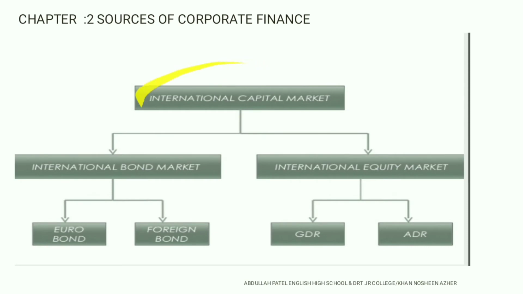In the international capital market, what is the capital market? Capital market means where long-term funding can be provided to the company. Here you can sell your equity shares and your borrowed capital. When you issue bonds in the foreign market, you have to issue euro bonds and foreign bonds. When you are selling equity shares to foreign investors, you have to issue ADR as well as GDR.